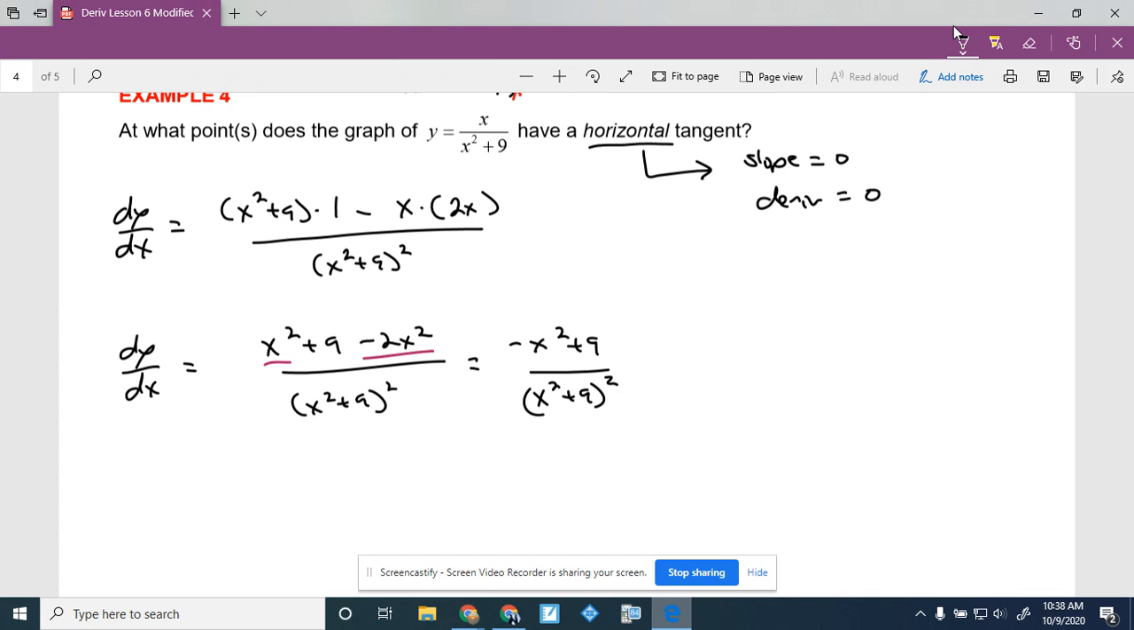Okay, so I know it's tempting. Oh, cross these out. These are not like factors. This is not negative parentheses x squared plus 9. This is negative x squared plus 9. So they're not like factors. You can't cross it out.